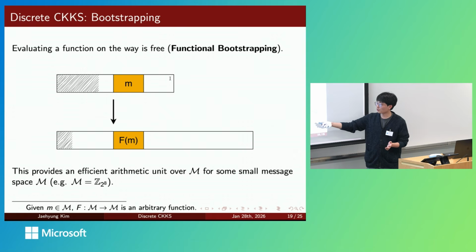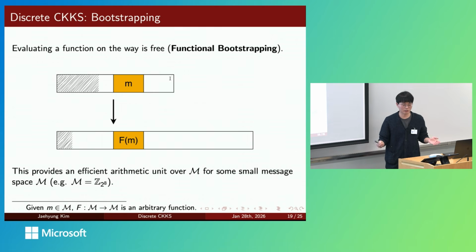And alternatively, we can actually iterate this to get arithmetic. What I mean is, let's say you have 16-bit arithmetic. Then instead of interpolating over the entire degree 2 to the 16 polynomial, you could divide it into two 8-bit chunks and operate on those. And usually that is more efficient than interpolating over the larger space.